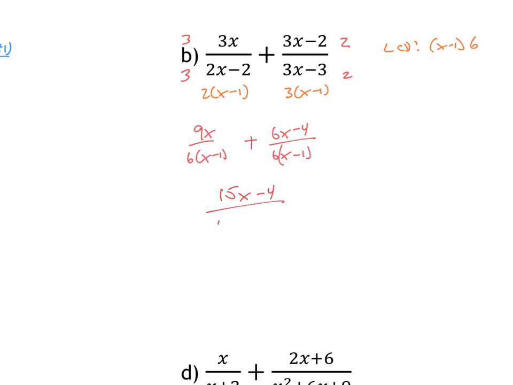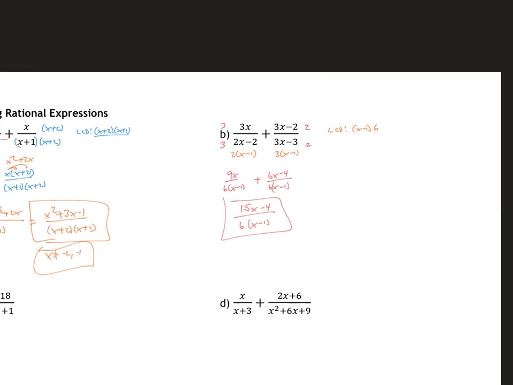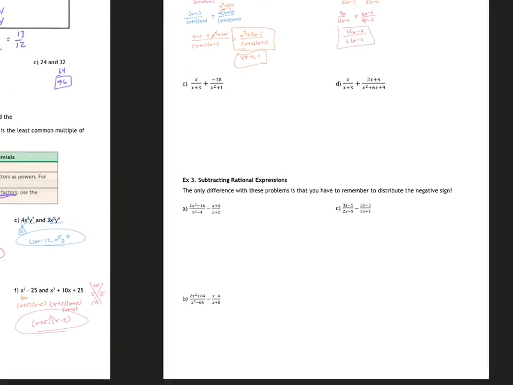Minus 4. Now, there's no GCF there, so I am donezo. That's what we're looking for. So you got to get that common denominator and then multiply so you get the same thing, and then you're good to go. All right, a few more examples.